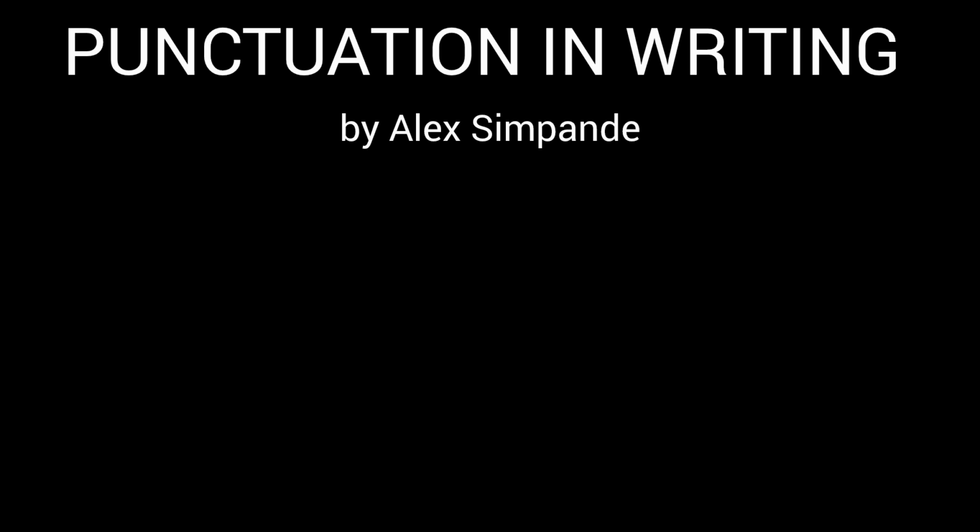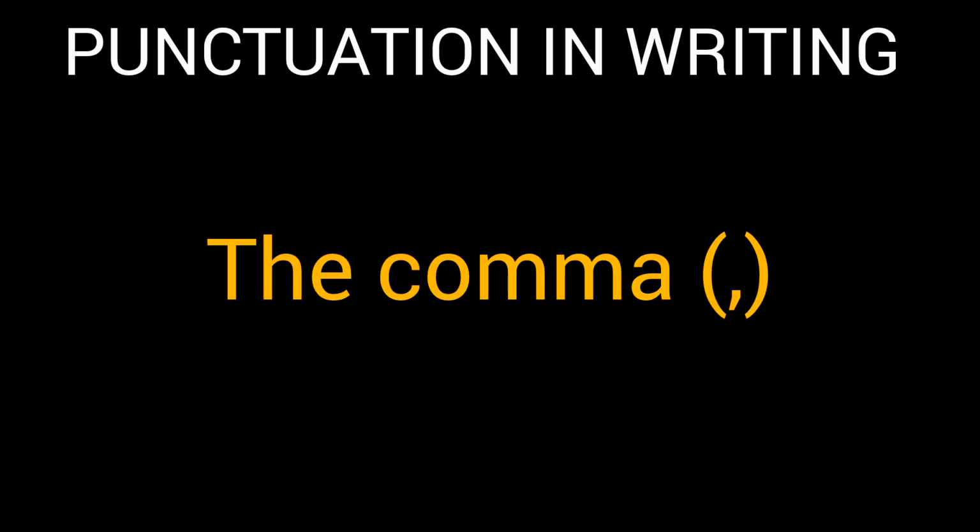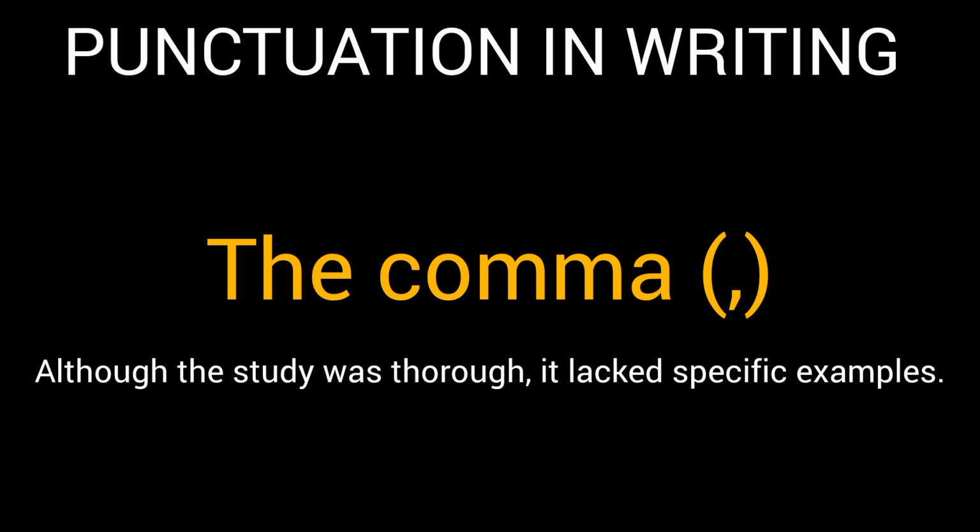Number one, the comma. The comma helps to structure sentences, making them easier to read. It separates clauses, lists, and ideas clearly. And I know that in secondary school, English teachers spend a lot of time talking about punctuation. An example of the use of the comma: Although the study was thorough, it lacked specific examples. Now notice how the comma keeps the sentence readable.